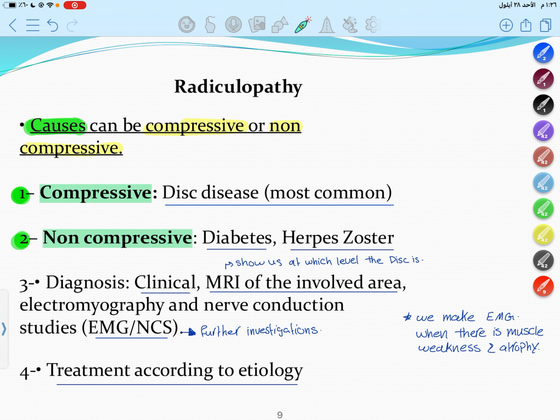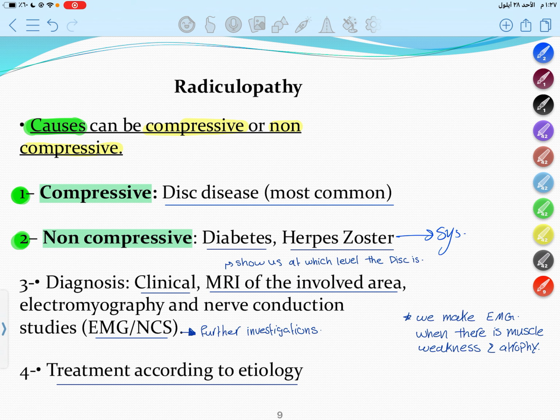And it depends on the degree of herniation and the severity of the compression. It presents with just symptoms, pain, mild, moderate, or severe, or sometimes pain and complications, if not diagnosed, like weakness or atrophy. The non-compressive causes include systemic disease like diabetes, or infection like herpes zoster.